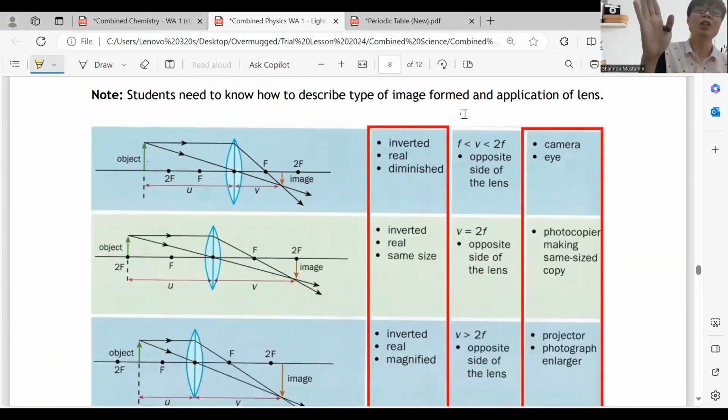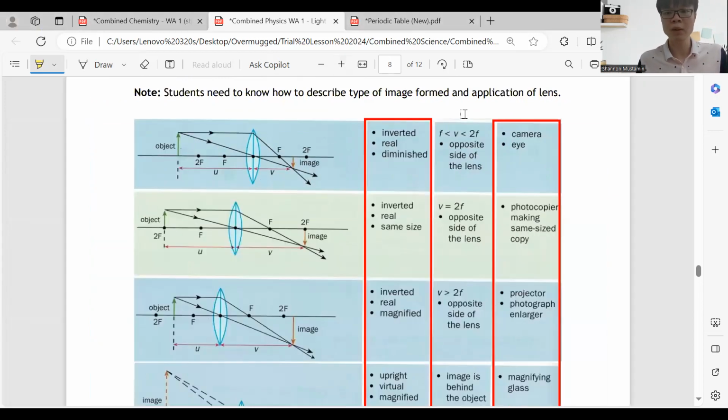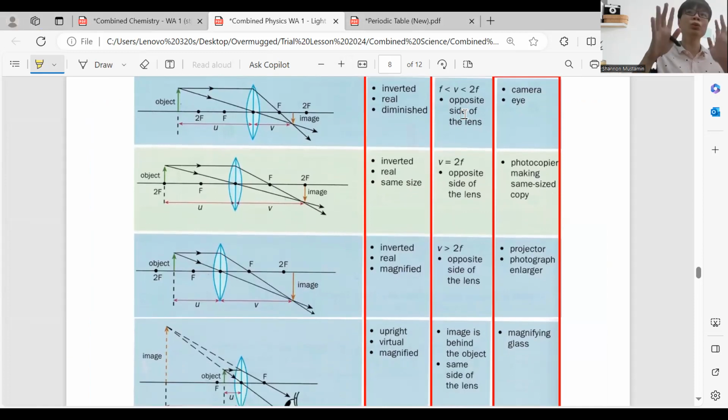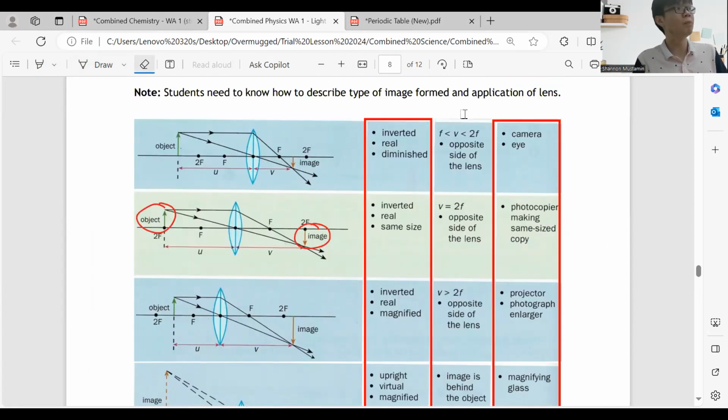For lenses, your teacher will probably give you notes something like that, but actually all you need to know is how to see. What do I mean by that? Most schools now, according to the new syllabus, are going to give you all this. You don't need to draw anymore. The old syllabus needed you to draw, but the new syllabus doesn't. School will give you, you just need to tell me how the image is different from the object. Don't need to draw.